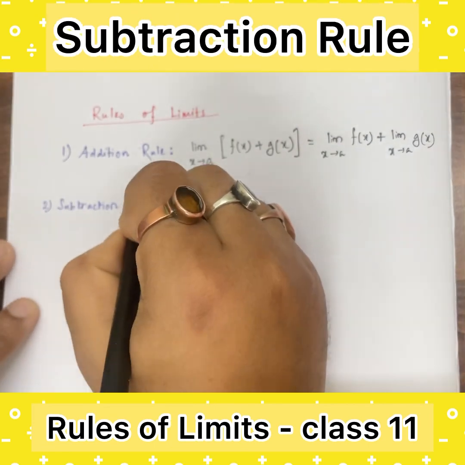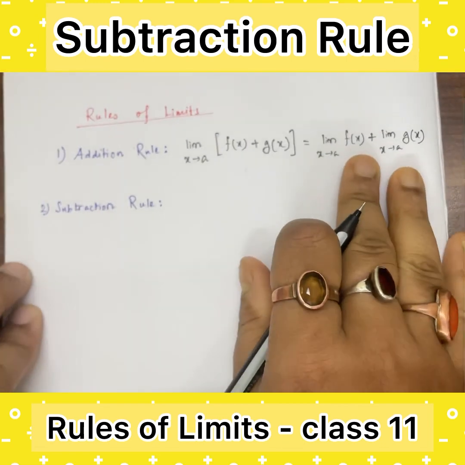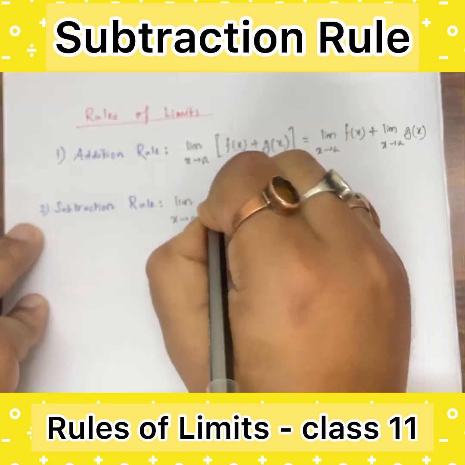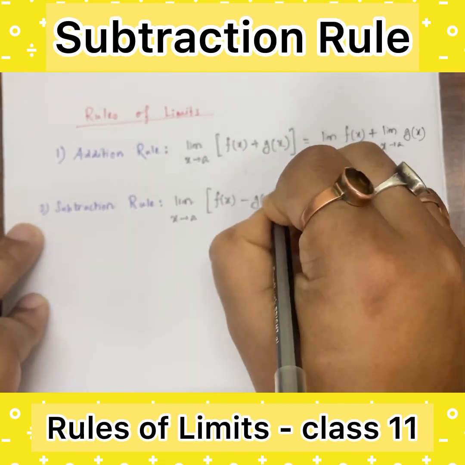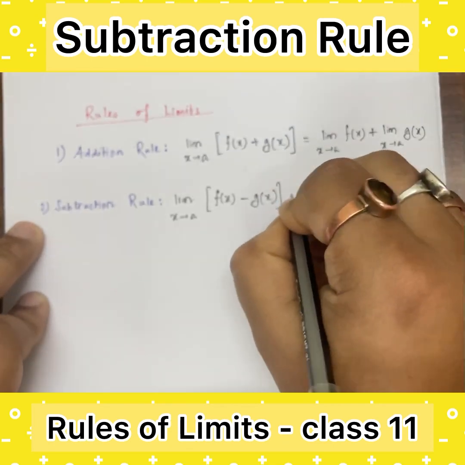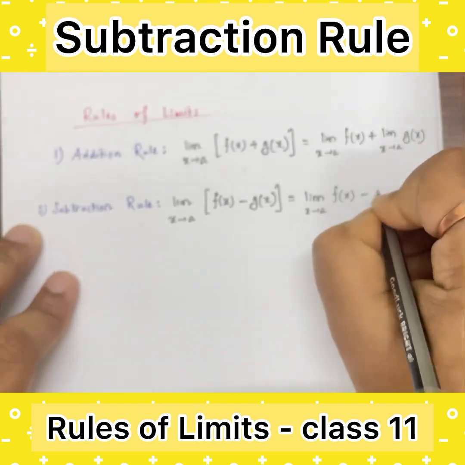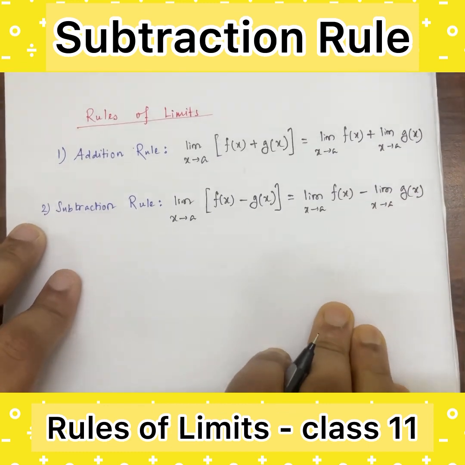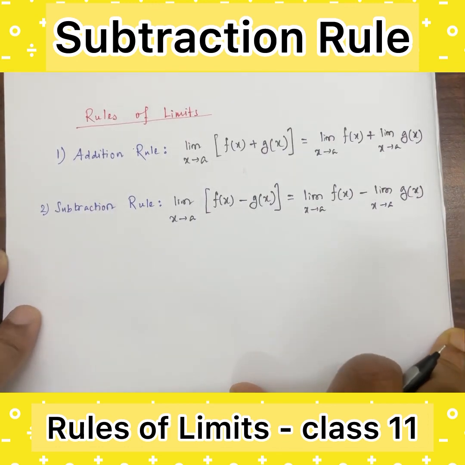Okay, so the next rule is the subtraction rule. In the subtraction rule, the limit as x tends to a of f of x minus g of x will be given as the limit as x tends to a of f of x minus the limit as x tends to a of g of x. So just like the addition rule, it means that you can separately do the limits of the functions and then subtract the g of x limit from the f of x limit. So this is the subtraction rule.